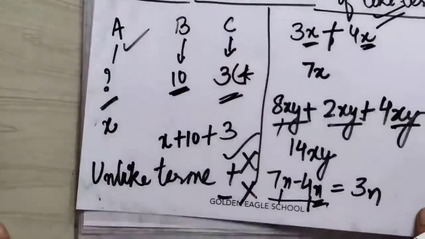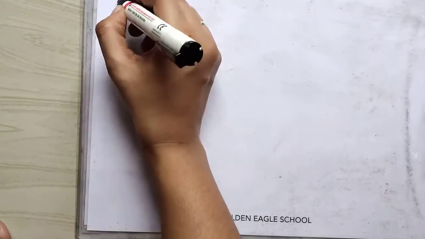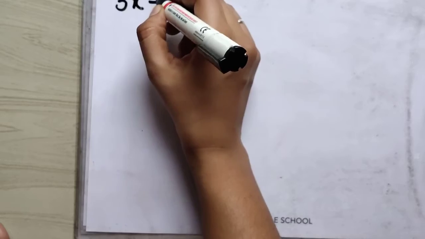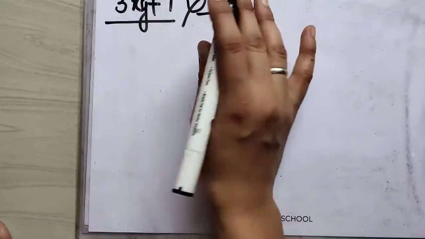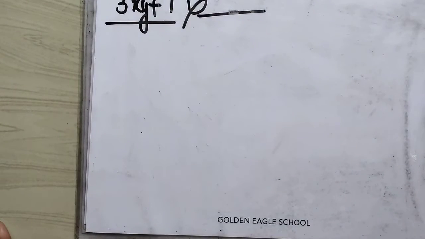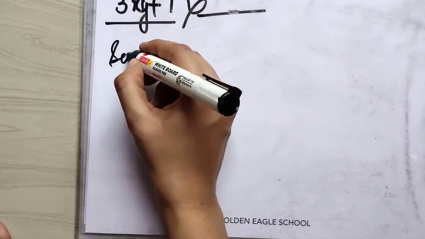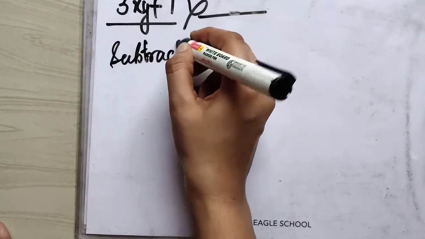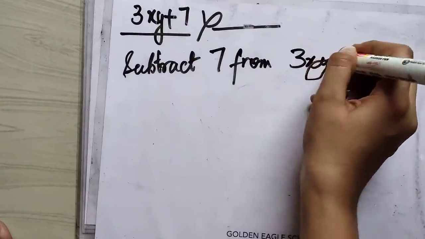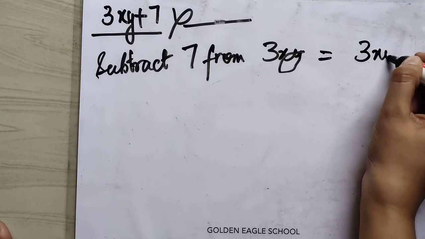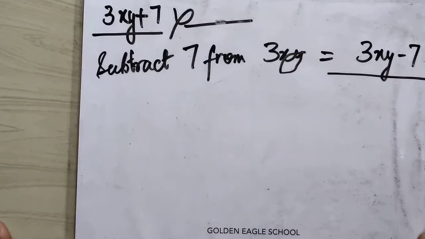For example, if we have to find 3xy minus or plus 7, we can't solve it further. It is complete there only. Similarly, if the statement is given, subtract 7 from 3xy, we just have to write down 3xy minus 7. After this it cannot be solved.